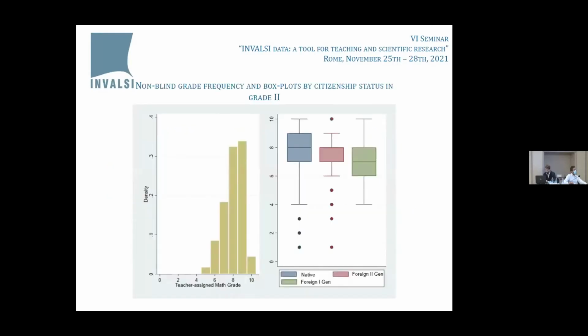Okay, this is just to show how grades are distributed for the teacher-assigned math grade. So as we know, grades range from 0 to 10, although grades below 4 are extremely rare in primary school. And in general, as you see in the chart to the right, native students perform better than foreign students, as we expect, both first generation and second generation foreign students. See, the median is above, and in general, the distribution of native students dominates the distribution of foreign students.